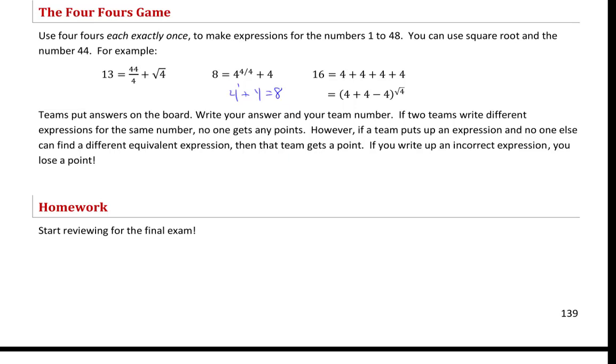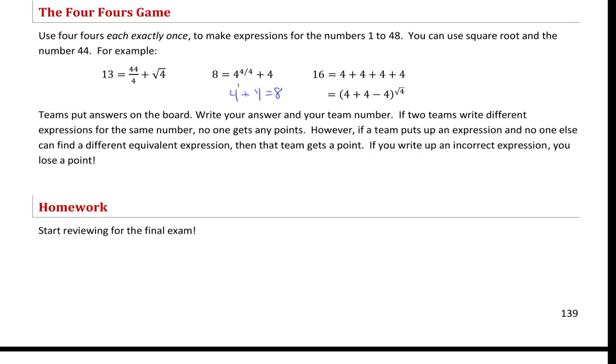Now 16, I can do this in a couple ways. I can just add 4 plus 4 plus 4 plus 4. Or in parentheses, I could take 4 plus 4 minus 4. That just leaves me with 4. And then 4 squared. Now, see how I've done the square root of 4 up there? So you can actually introduce 2's by cleverly using that square root. I think there's another way.